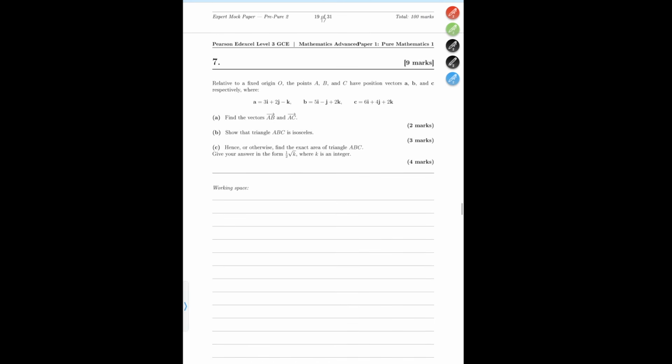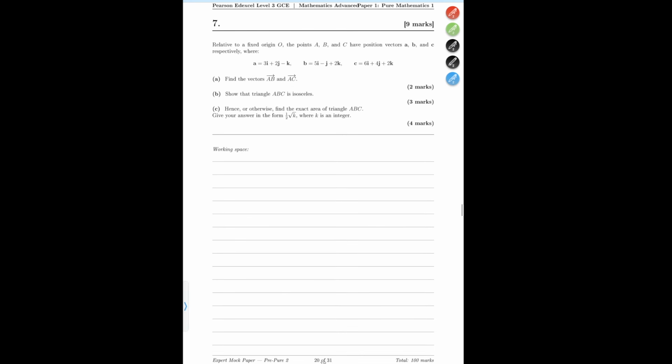So we have got some vectors questions here. I remember this definitely didn't come up, and lots of people want some practice on this. So let's start off by finding vectors AB and AC. I'm just going to label this O to A, O to B, and O to C.